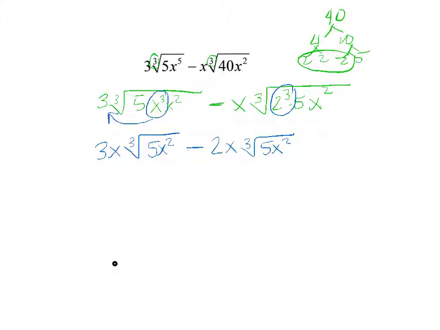Now here's some good things that happened in doing this. It's a cubed root for both of them. They both have 5x squared inside. So this is good news. Also good news is they both have an x in front. So really what I'm saying is I have 3 of these minus 2 of these. So now I just have 1 of them, so it'll just be 1x cubed root of 5x squared.